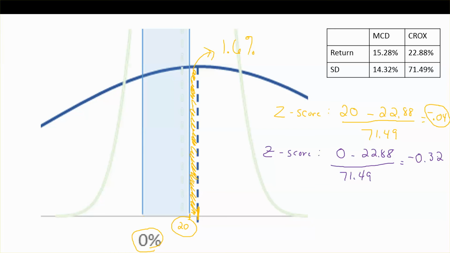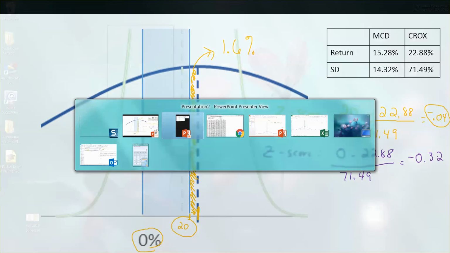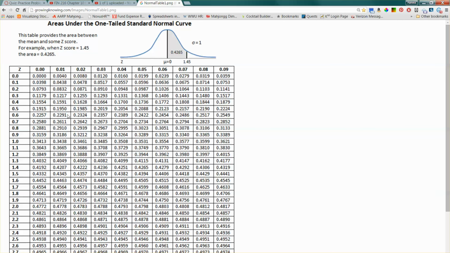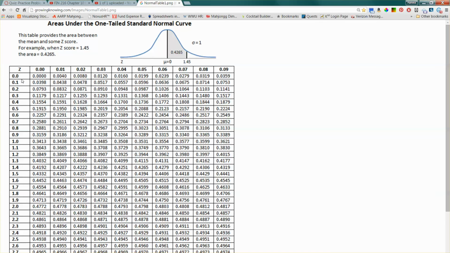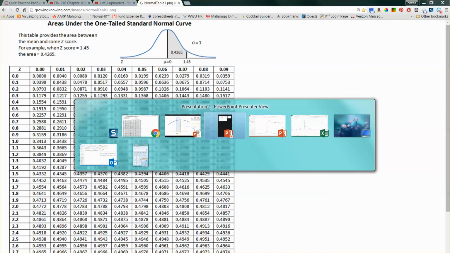So I will pop over to my z-table and look up that z-score. I go to the 0.3 and across to the 0.02, and I find 12.55. That is from the mean, this blue dotted line, all the way over to the desired number that I was looking at. That is this range, 0.32, 12.55%. I better write that down.